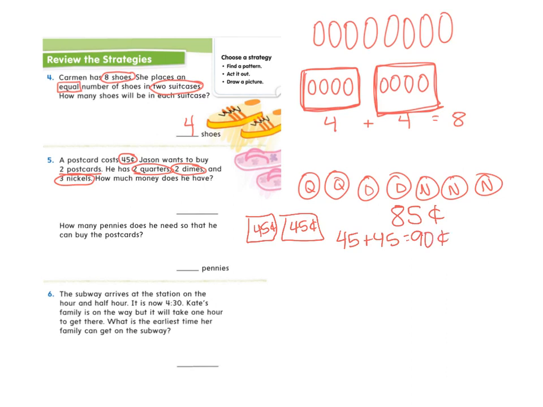So does he have enough now? No, he doesn't. He only has 85 cents. So the next part says, how many pennies does he need so that he can buy the postcards? Well, let's see. 85 cents is what he has. 90 cents is what he needs to get to. What's the difference? 5 cents, which would be 5 pennies.